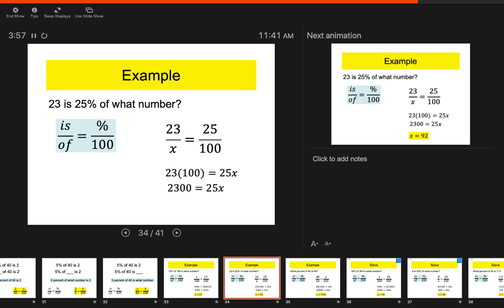All right, divide both sides by 25, we get to our answer. Hey, is that a percent, an is, or an of? Yeah, because we were solving for of.